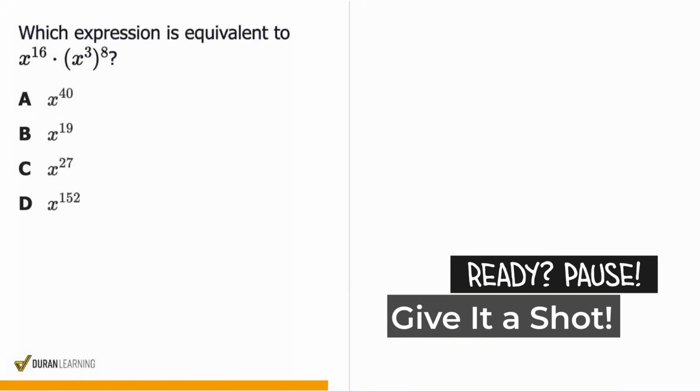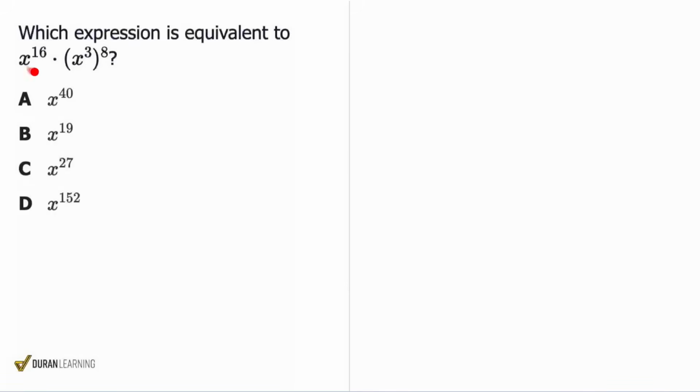Up next, we have which expression is equivalent to x to the power of 16 multiplied by x cubed raised to the power of 8. So this is going to be, for sure, a little bit awkward, but this is a problem that we can definitely get through. Just remember to take it one step at a time. So we have x to the power of 16. That's just going to stay there idling until we get done with this right here.